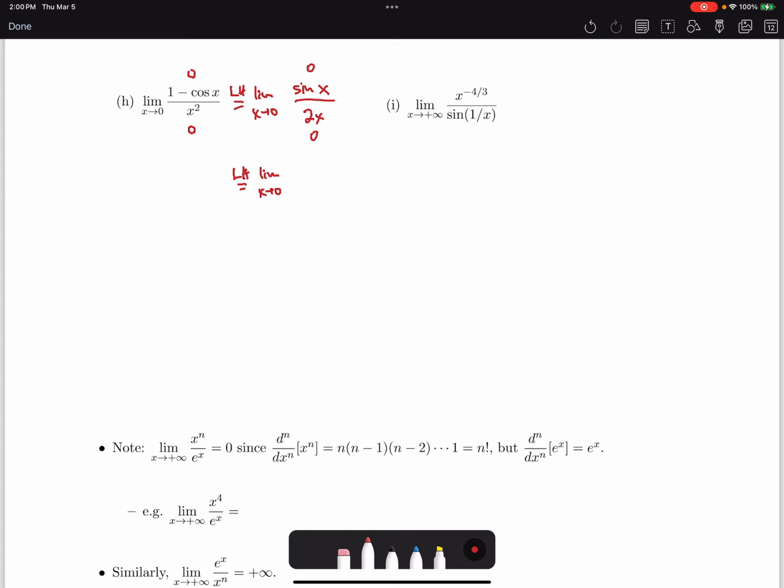Derivative of sine x is cosine x. Derivative of 2x is 2. Okay, limit as x approaches 0 of cosine x over 2. Well, we could just plug in 0 there. Cosine of 0 is 1. So that's just 1/2. And that's it. Okay, isn't that interesting?